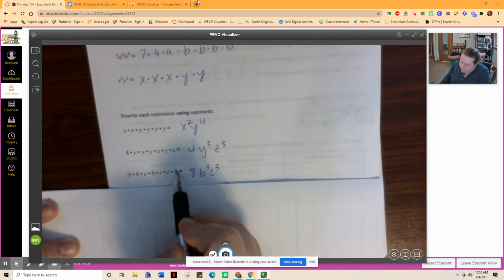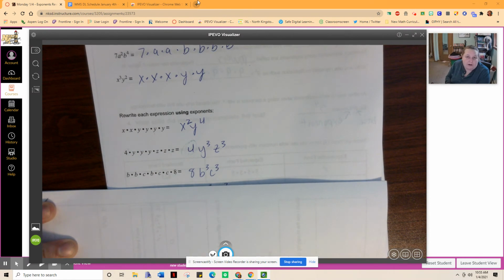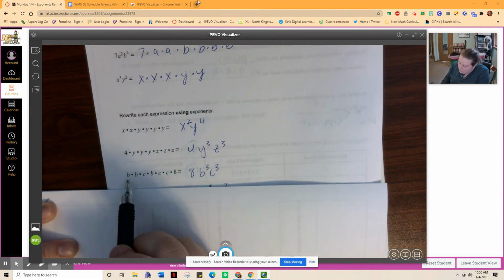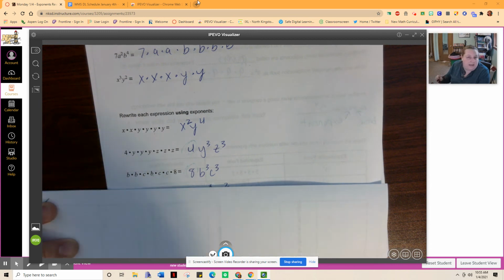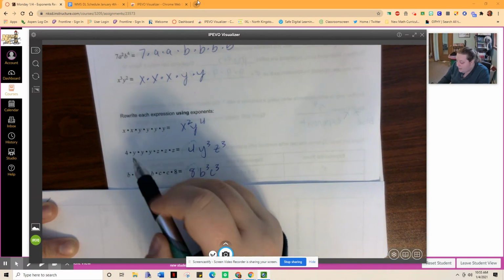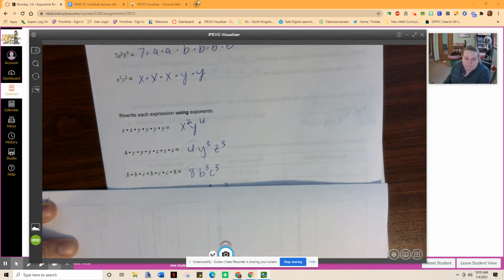Now, in this next one, if you look through, 8 comes last. However, it's considered a coefficient, so you'd write it first. Then I go through and see, next I have b, so I have 1, 2, 3 all together. Once again, even though they're mixed up, that is a property of multiplication. You want to go through and count what you have. And then c, I have 1, 2, 3.